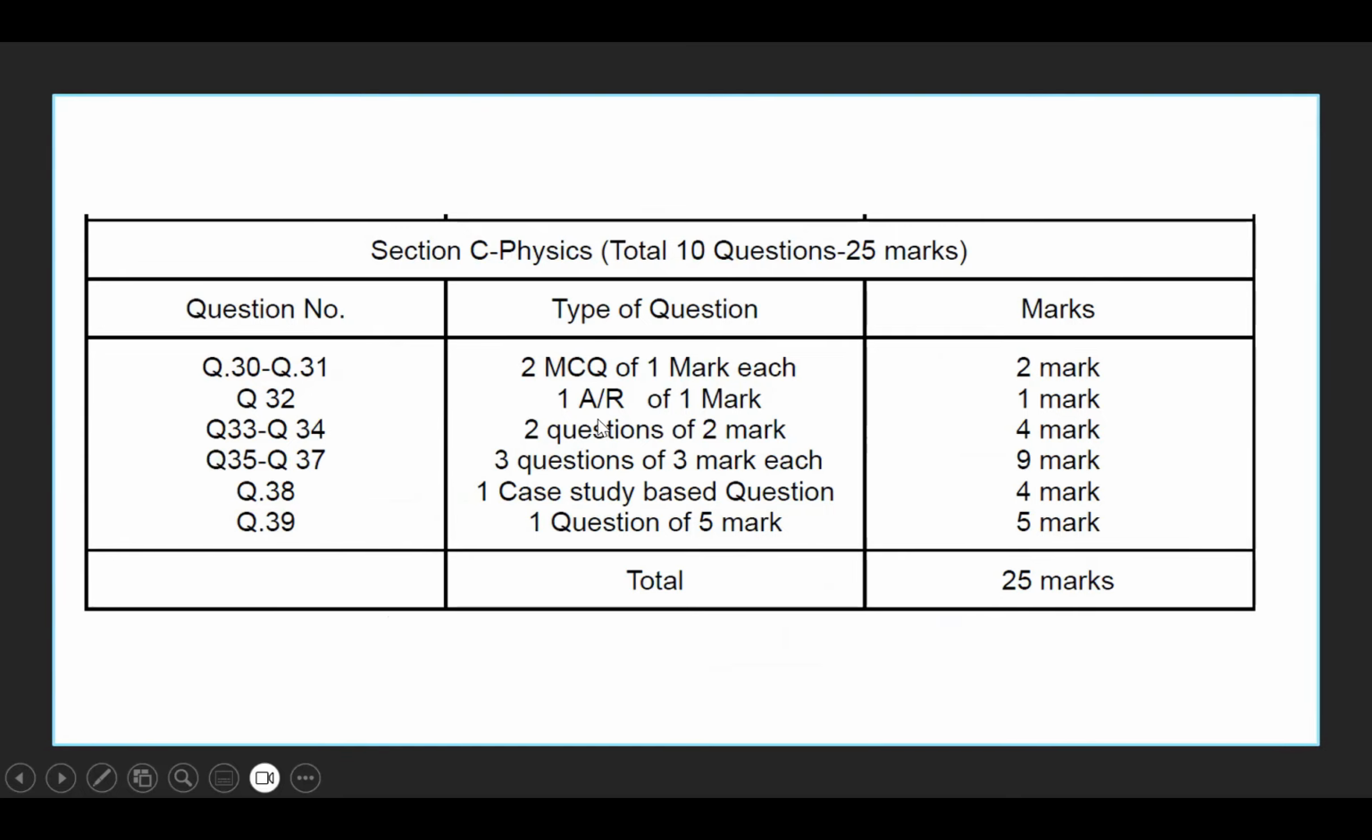Coming to physics, we will have 25 marks. There are only 2 objective questions, and one assertion reason question. So total 3 questions in this section: 2 MCQs, 1 assertion reason, 2 2-mark questions, 3 3-mark questions, 1 case study based question, which is 4 marks, and 1 5-mark question.